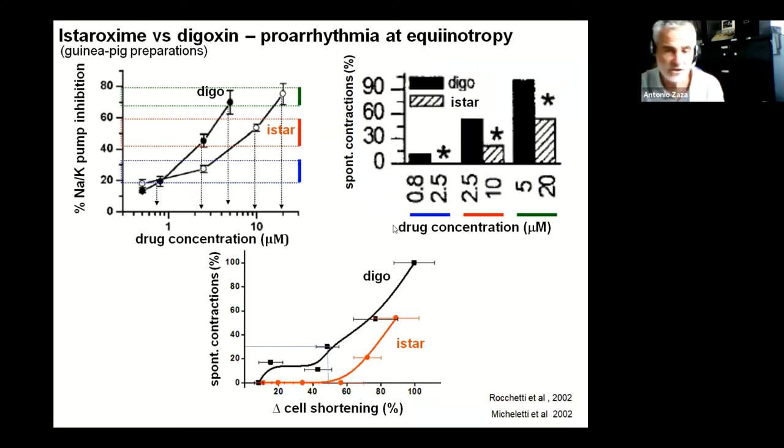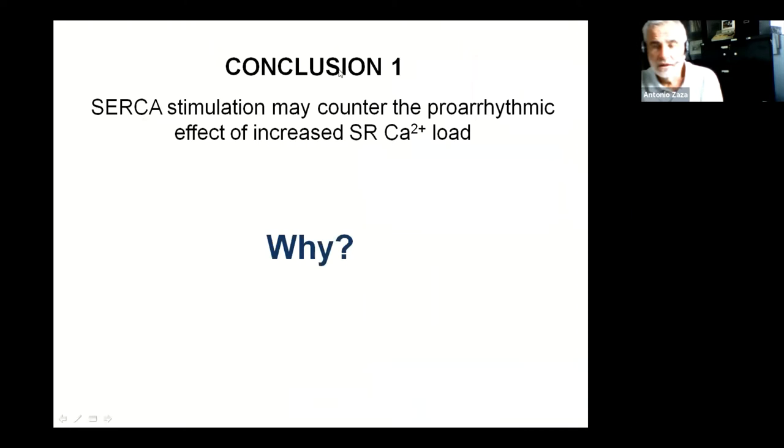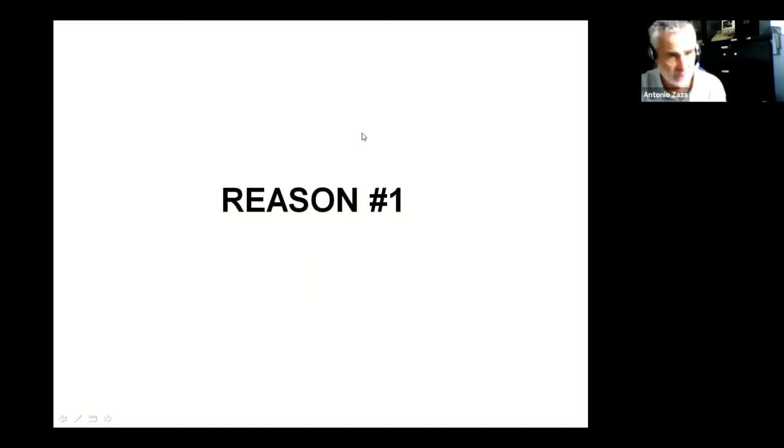Now, I just have this as an example. There are many other results in animals, and I'll also be able to show you patient data later on, supporting the idea that istaroxime is not proarrhythmic. So now we come to a first conclusion, and this is that SERCA stimulation may actually counter the proarrhythmic effect of increased sarcoplasmic reticulum load. Then the interesting thing is why. If we understand the mechanism, we might possibly figure out interventions which prevent arrhythmias.